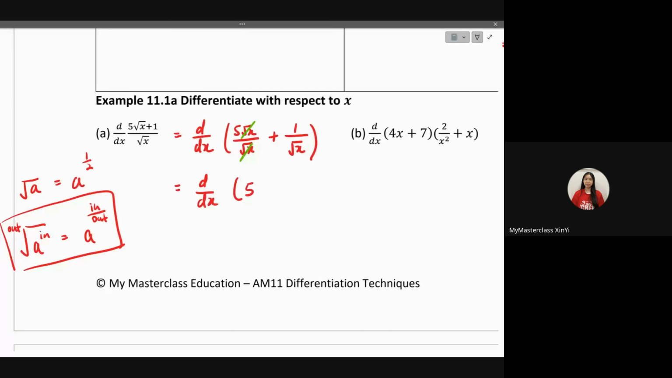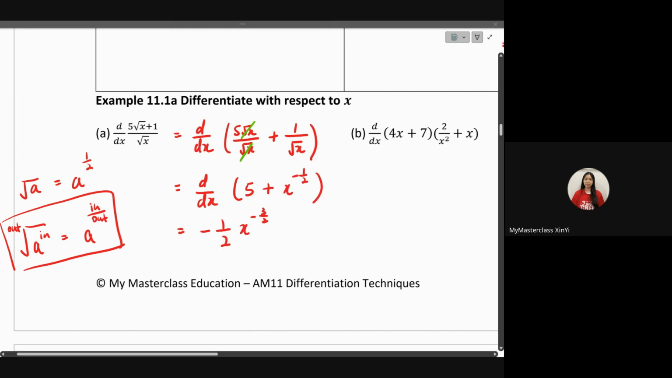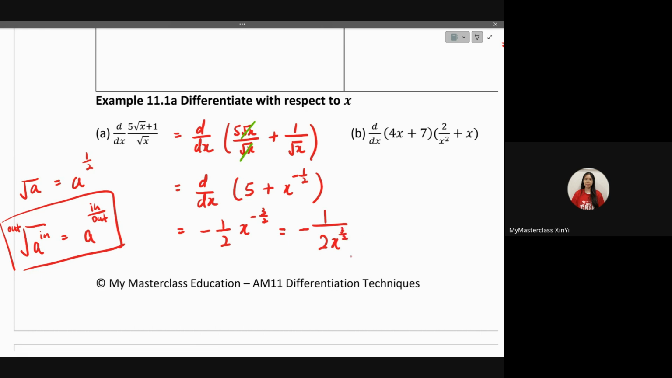Okay, so here again, if you don't want negative index, put it down together with the denominator, so that you can remove the negative power.